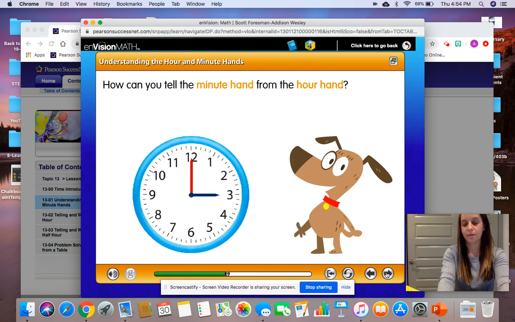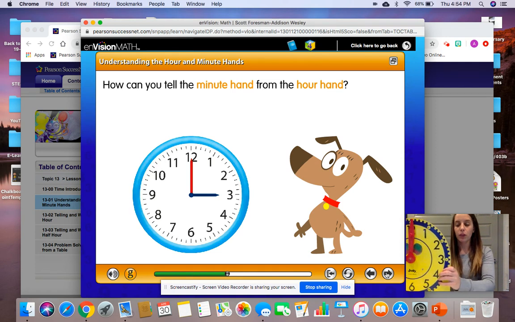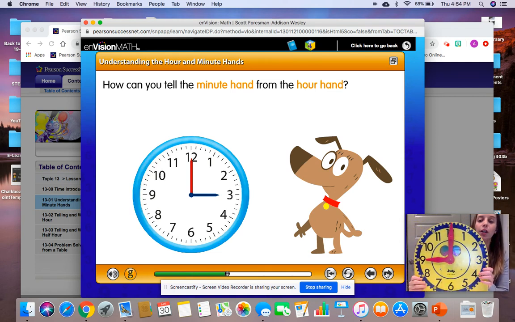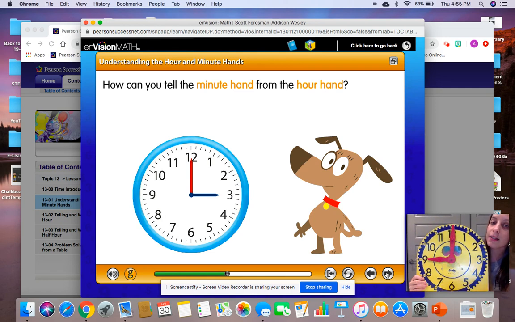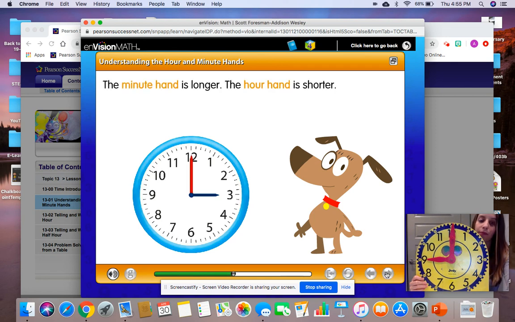How can you tell the minute hand from the hour hand? So let's look at that. If you're comparing the two hands that are on a clock, there is a big difference. One is our hour hand and one is our minute hand, but I see a big difference in terms of size. Let's take a look at that. The minute hand is longer. The hour hand is shorter.